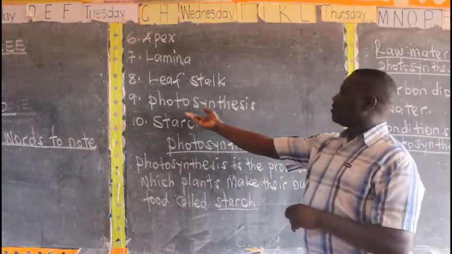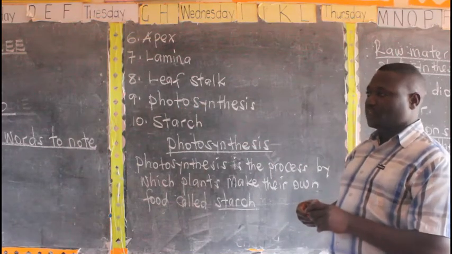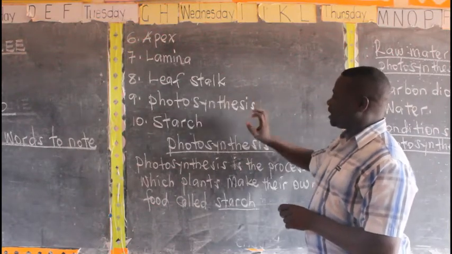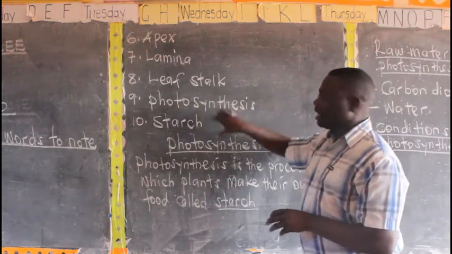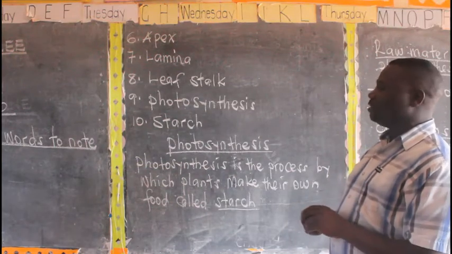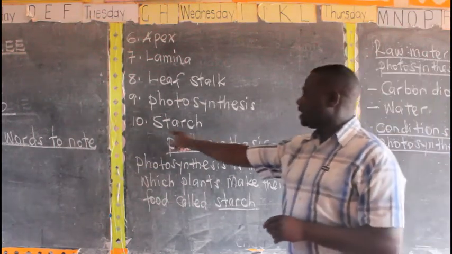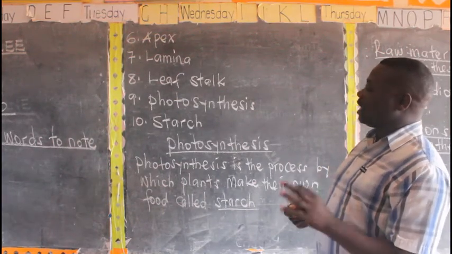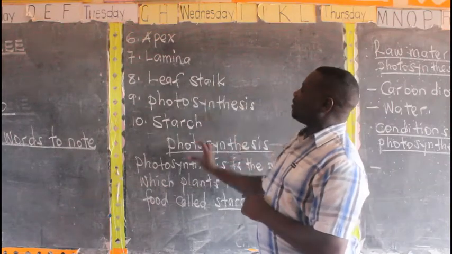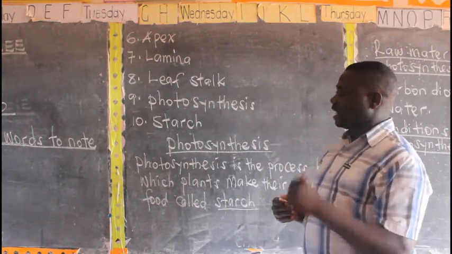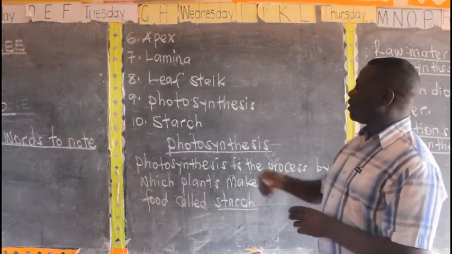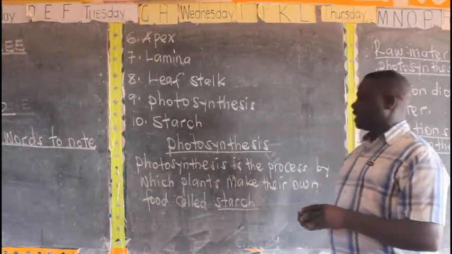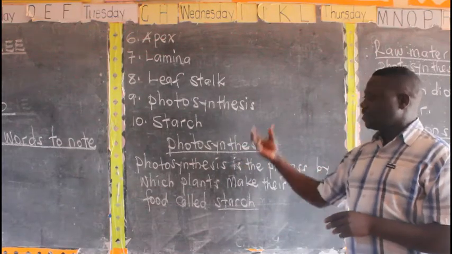Then we have photosynthesis. All of you, photosynthesis. Very good. It is a very important process in plants, because without photosynthesis, plants can't make their own food. And that food we call it starch. All of you, starch. So I would like you to go on and practice even how to spell these words and then master them. Now, from photosynthesis, word number 9, it brings us to our major point. We want now to study about photosynthesis.